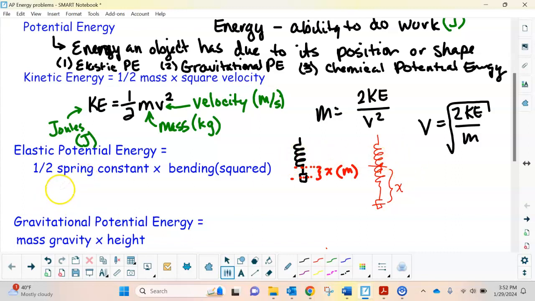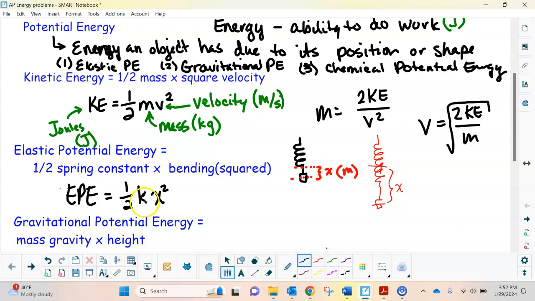So we write this formula as EPE equals 1/2 of the spring constant, and that constant is either assigned to it or else you have to figure out what it is, and that's k, because it's going to be a constant. It's times the bending, or in this case, the stretching. It could be even leaf springs too. And this right here is going to be x squared. So that's how you'd calculate that one.